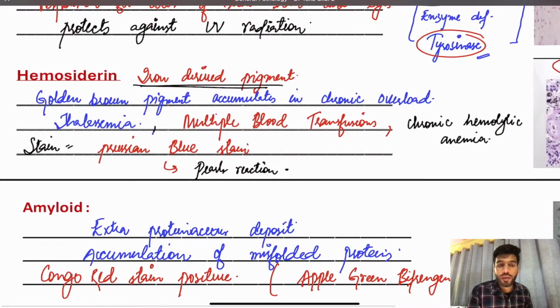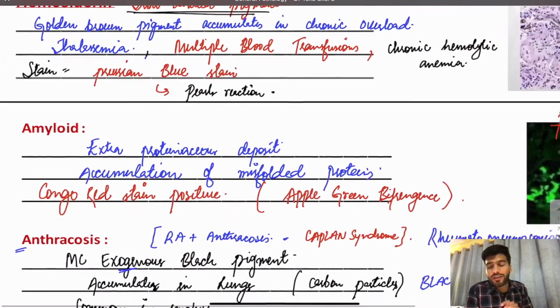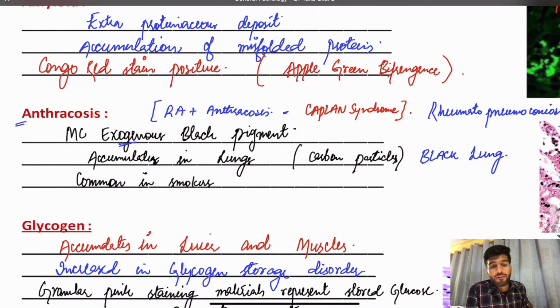Hemosiderin is an iron derived pigment, seen in conditions having chronic iron overload like thalassemia, multiple blood transfusions, or chronic hemolytic anemia. The stain that we use is the Prussian blue stain, the Perls' blue reaction. Remember the image as well, guys. Then amyloid is an extracellular proteinaceous deposition in the organs. The stain that we use is Congo red stain, and it gives apple green birefringence under polarized microscopy. Then the most common exogenous pigment is the anthracotic pigment, seen in patients having a long history of smoking, as well as patients exposed to coal dust.